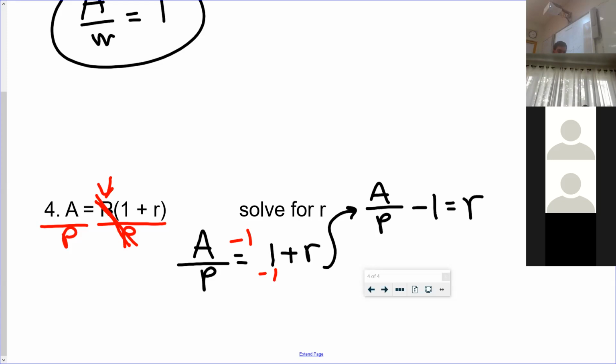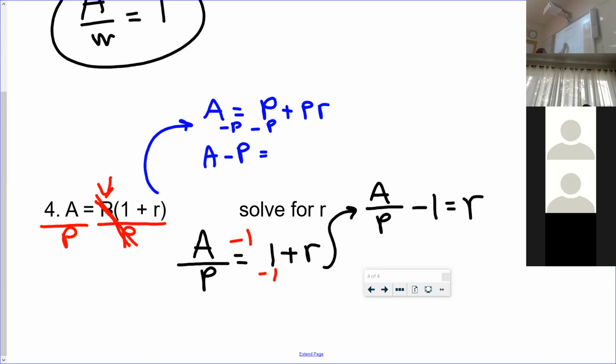Yes. Because I distributed it. Now, let's say if you distribute, I'll do that as the alternate universe. I'll do that in blue. So let's say I distribute. So I have A equals P, because 1 times P is P, plus PR. All right, I'm going to subtract P on both sides. They're not like terms, so I can't combine them. A minus P equals PR. So then I'm going to divide each one by P.